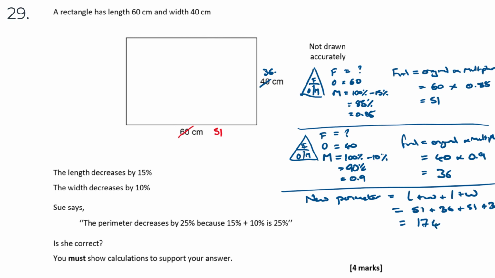(174). What was the old perimeter? I suppose we need that as well, don't we? Old perimeter is going to be the same formula, but I'm going to have 60 plus 40 plus 60 plus 40, which comes to 200. Okay, so my old perimeter was 200, my new perimeter was 174. So we want to know what the percentage decrease is from that then.